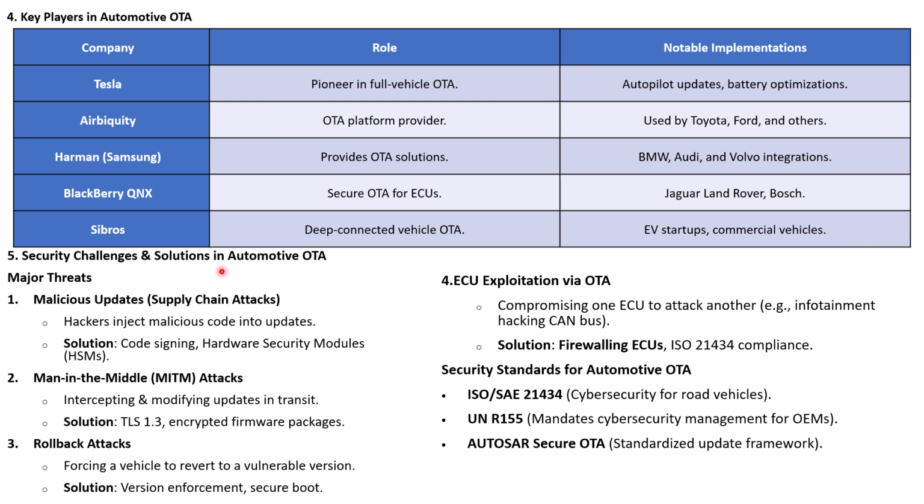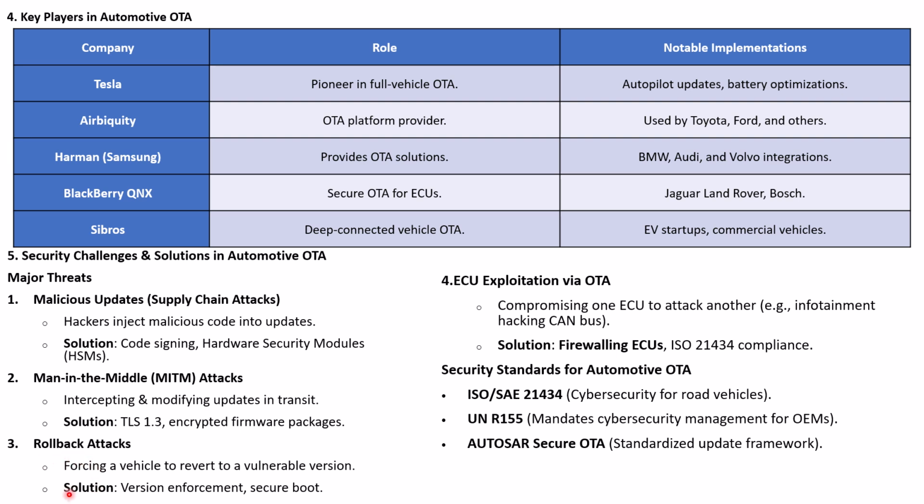Now, security challenges and solutions in automotive OTA. As advantageous as OTA is, there are certainly some major threats. The first major threat, the primary concern, is malicious updates. Hackers inject malicious code into updates, and the solution is code signing and hardware security modules. Next is man-in-the-middle attacks: intercepting and modifying updates in transit, for example through CAN routing or Ethernet routing. The solution is TLS 1.3 and encrypted firmware packages.